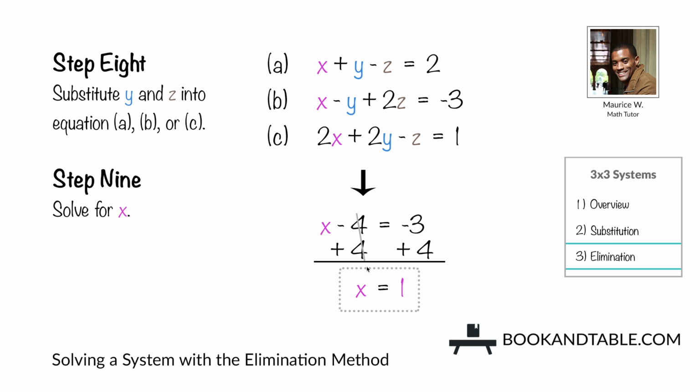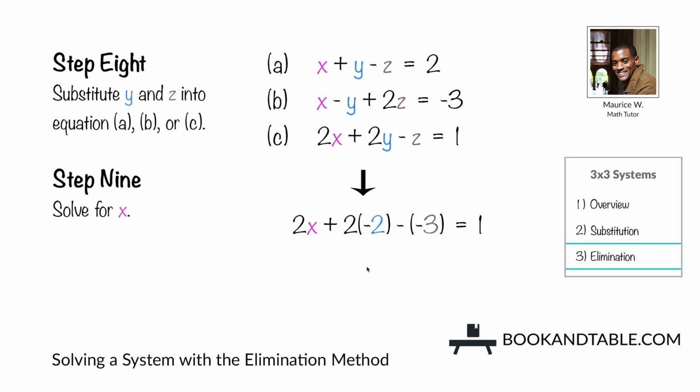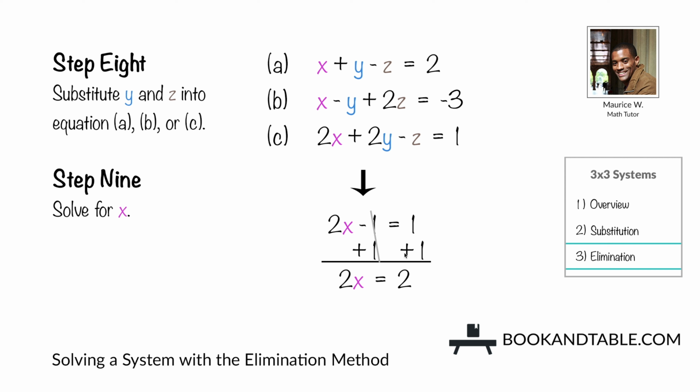Or you could have plugged y and z into equation C, giving us 2x plus 2 times negative 2, which is negative 4, minus negative 3 would be plus 3. Negative 4 plus 3 is negative 1. So we get 2x minus 1 is equal to positive 1. And now we add 1 to both sides, giving us 2x is equal to 1 plus 1, which is 2. To remove this coefficient of 2, we divide both sides by 2, showing us that x is equal to 2 divided by 2, which is 1.